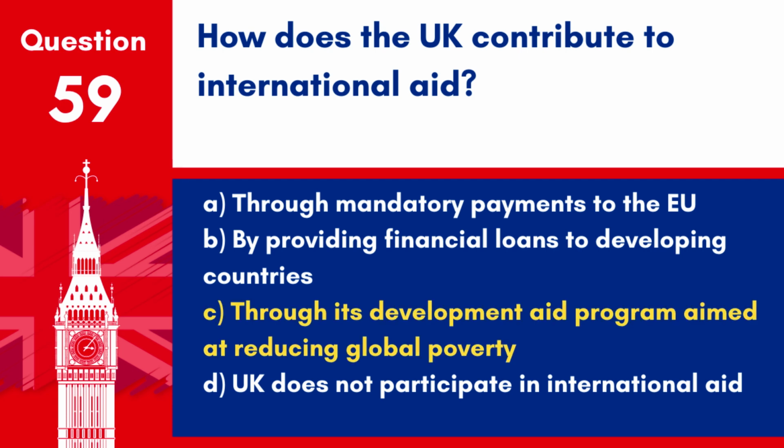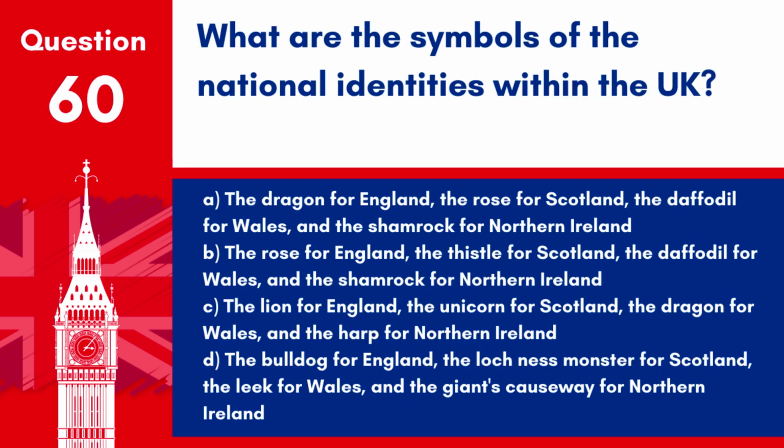Answer: C. Through its development aid programme aimed at reducing global poverty. The UK is known for its commitment to international development and provides substantial aid to help reduce poverty and promote sustainable development worldwide. Question 60. What are the symbols of the national identities within the UK?